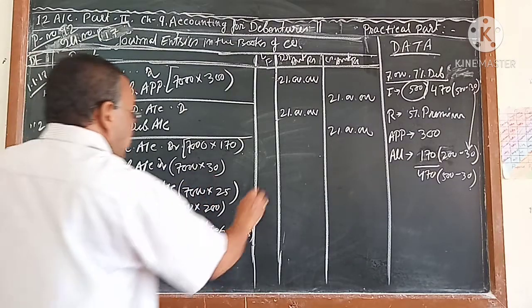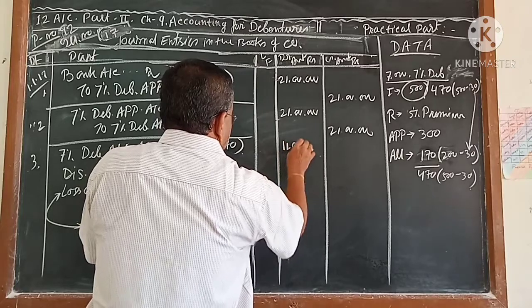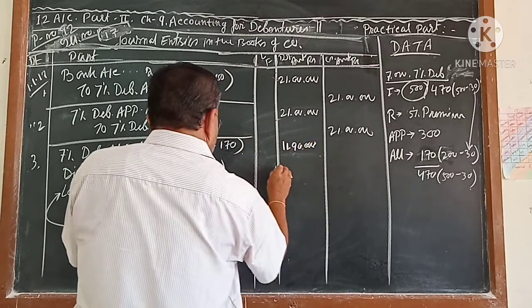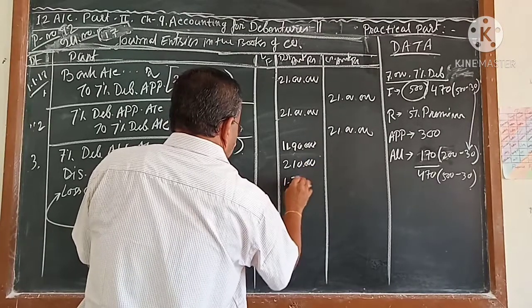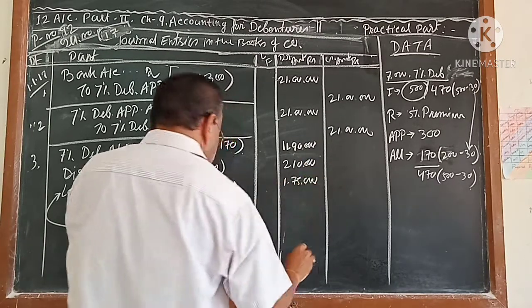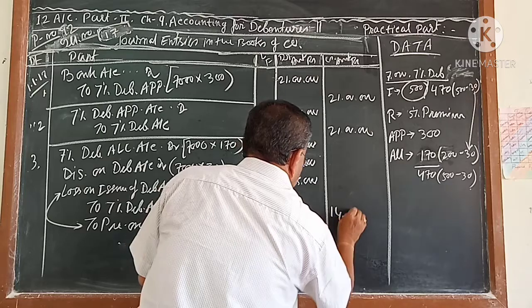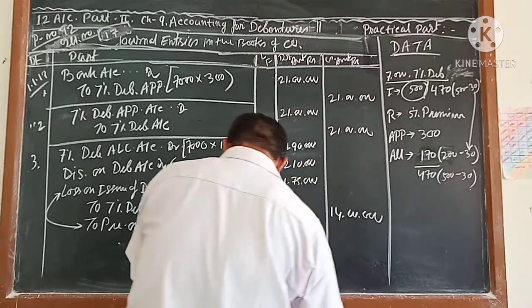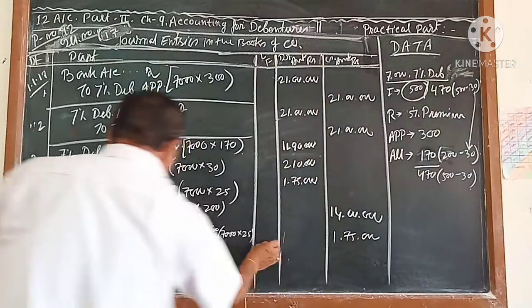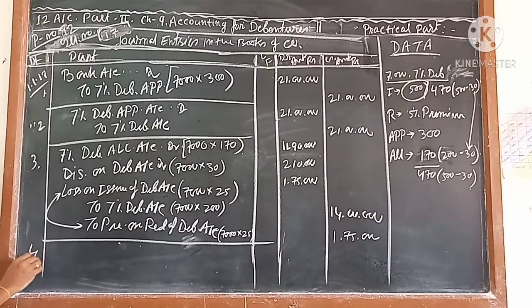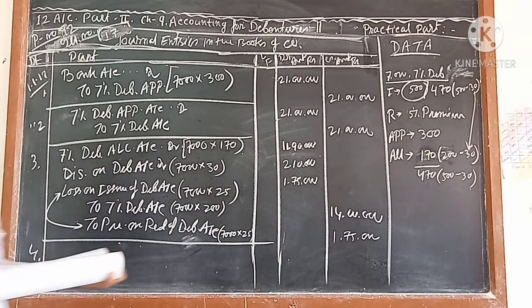The amounts I am writing here: 1190, then 2 lakh 10, then 175, then 14,50, then 175. This is that journal, the most important journal that you have to understand.